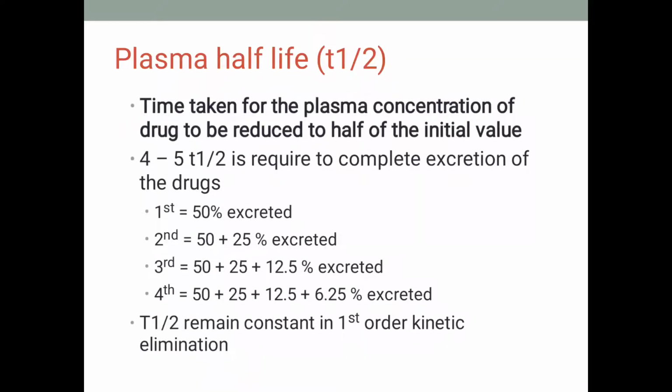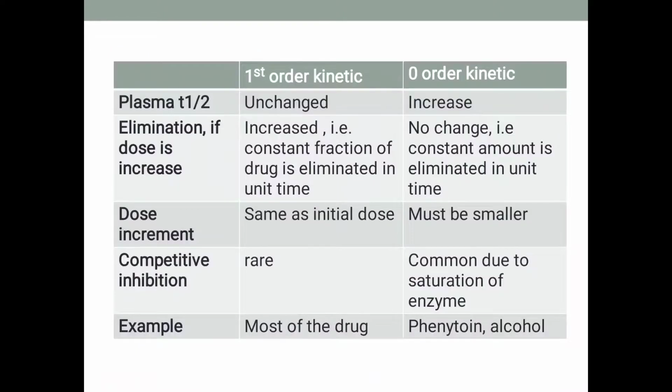Okay, half life remains constant in first order kinetics. Means in first order kinetics, every time a constant fraction, a constant percentage, is going to be eliminated. So half life is constant. So what is the difference between first order and zero order kinetics? In first order kinetics, half life is constant or unchanged. In zero order kinetics, every time half life is going to increase.